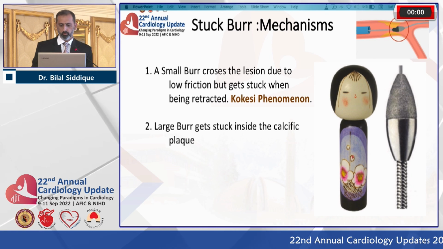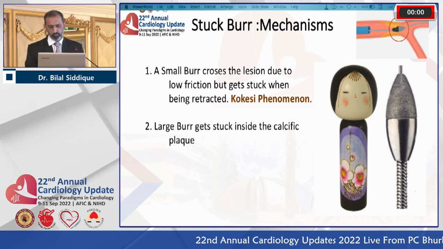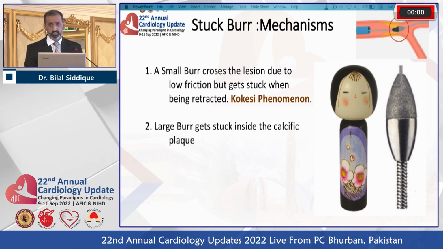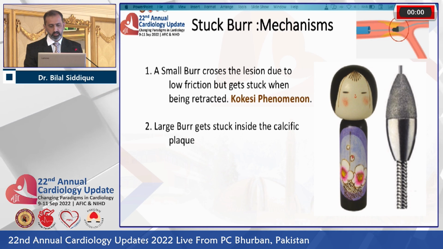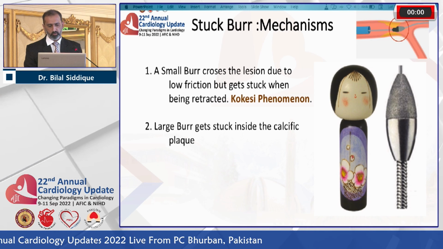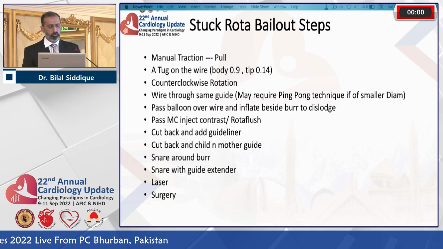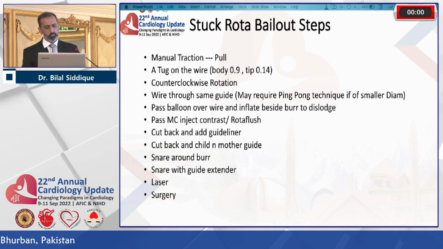I would just like to show one last case, because the most daunting and the most dreadful of these complications is a stuck burr. This occurs because the burr head size is like a Kokeshi doll. It's larger and the neck is very small. So if it does occur, what do you do? You actually pull the burr. You can give a tug on the wire because the wire can't come out of the burr.